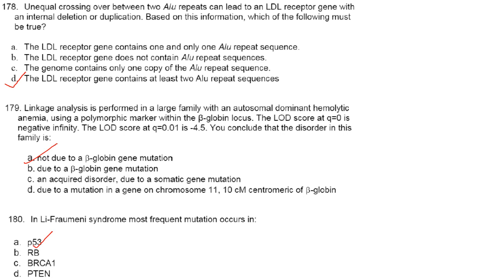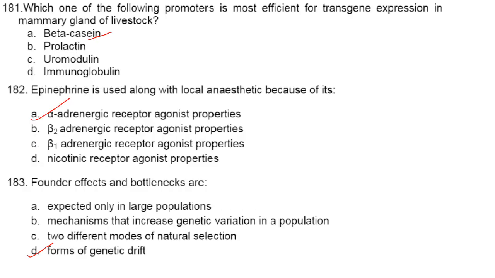The next one, in Li-Fraumeni syndrome, the most frequent mutation occurs in. So this condition is most commonly caused by mutation in the gene called TP53, which is a genetic blueprint for the protein called p53. So the answer here is option A, that is p53. Then which one of the following promoters is most efficient for transgene expression in mammary gland of livestock? Beta-casein. Answer is option A.